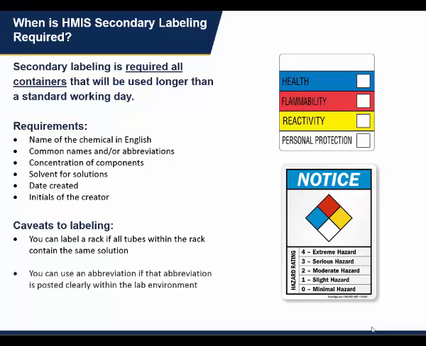You'll notice as you go into labs, if you haven't been around this summer, that each secondary chemical now has a labeling associated with it. Again, the same HMIS system: blue for health, red for flammability, yellow for reactivity, etc. All secondary labels are required on all containers that will be used longer than a single working day.